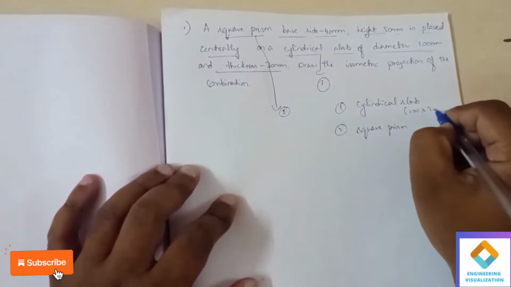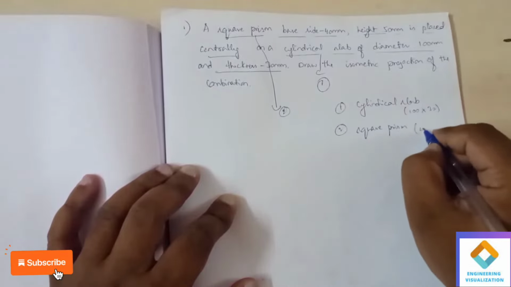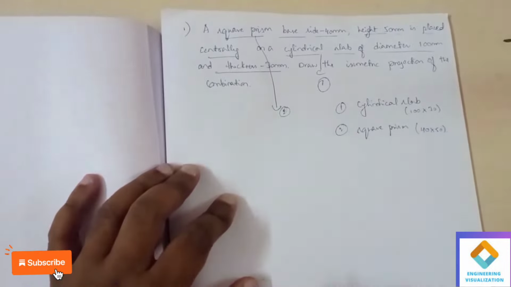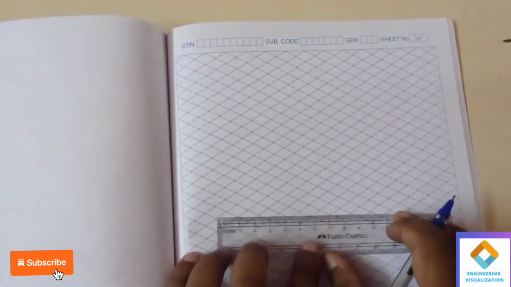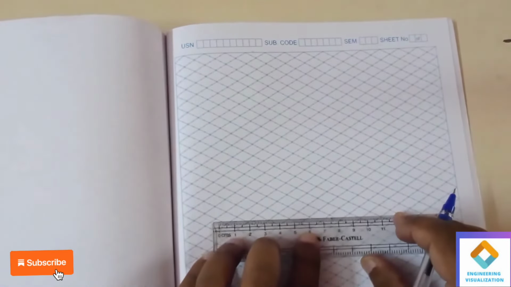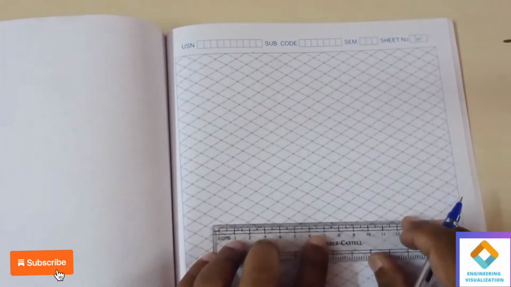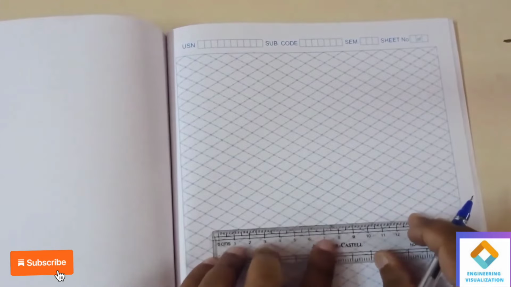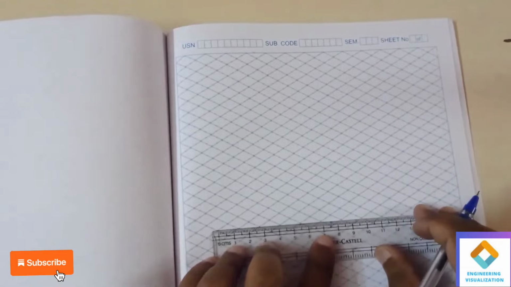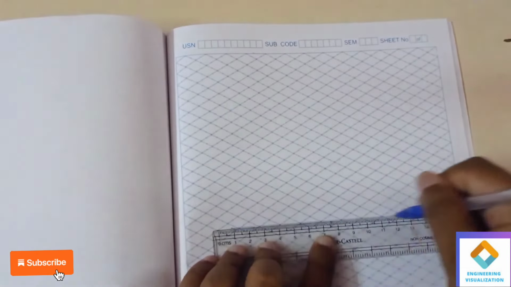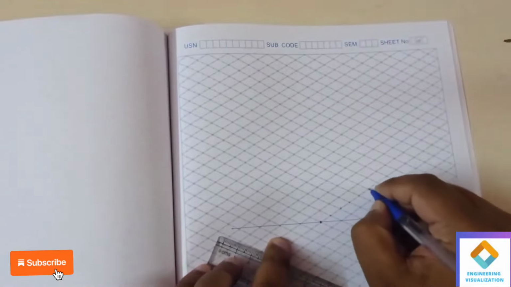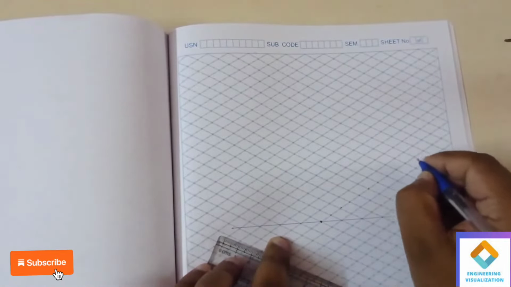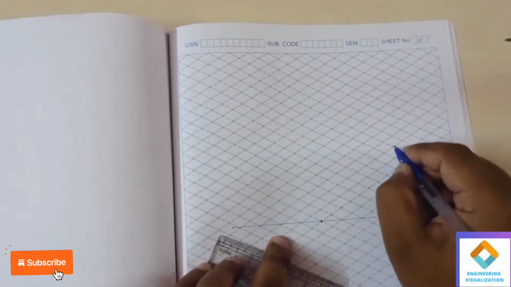So the dimensions we can write down: 100 into 30, and this is 40 into 50. In the isometric sheet, you take the reference line. From this reference we should mark 10 boxes, that is 100 mm. We should mark 10 boxes on either side.